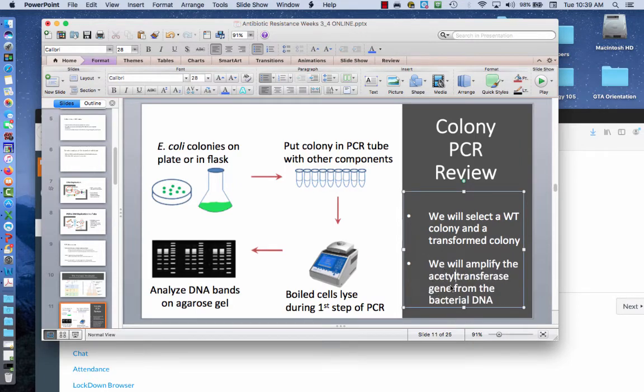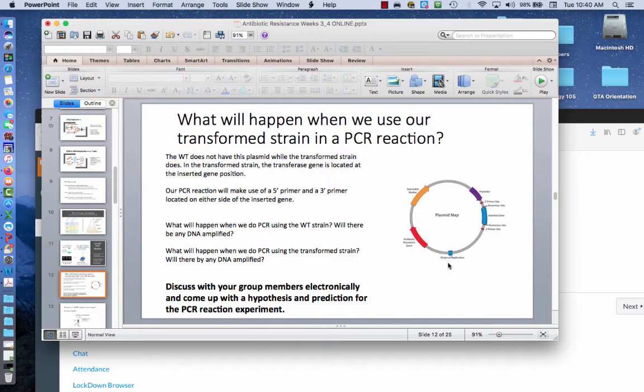Excuse me, this is not phosphotransferase. Ours was an acetyltransferase, wasn't it? So we will amplify the transferase gene in the transformed strain, but we will not amplify anything in the wild type strain. Then we will take our samples from the tubes and put them onto an agarose gel in order to visualize our results. Remember, the wild type strain does not have this plasmid, but the transformed strain does have this plasmid.